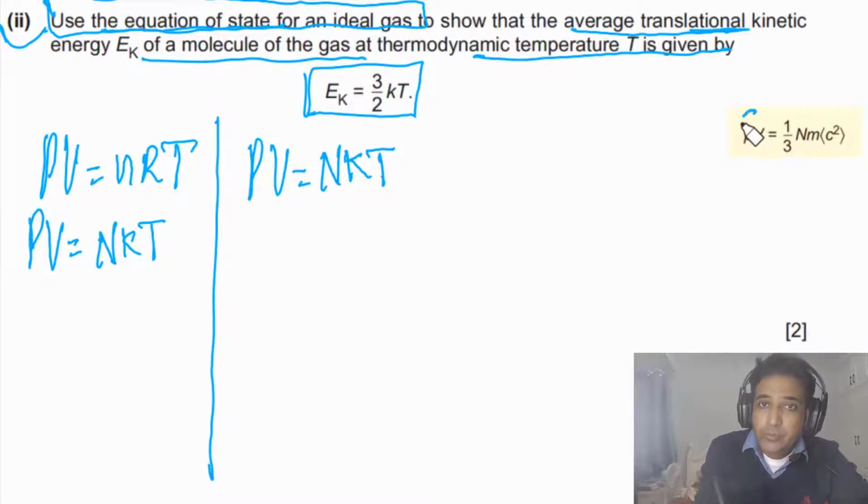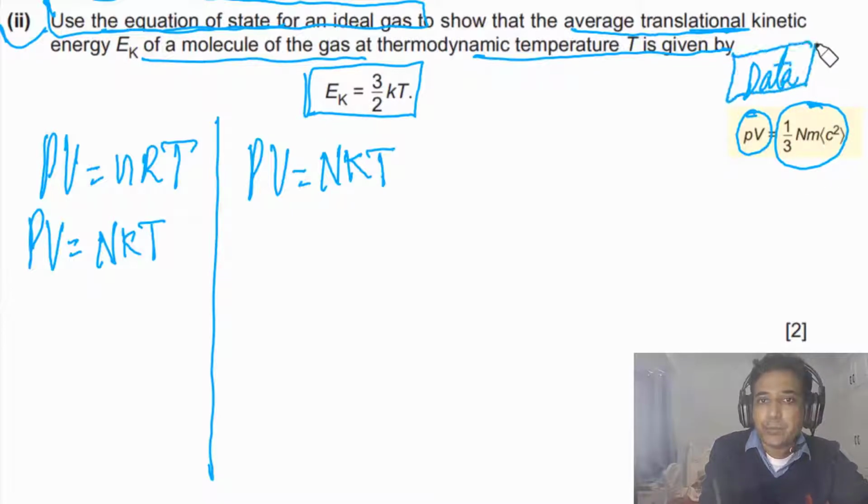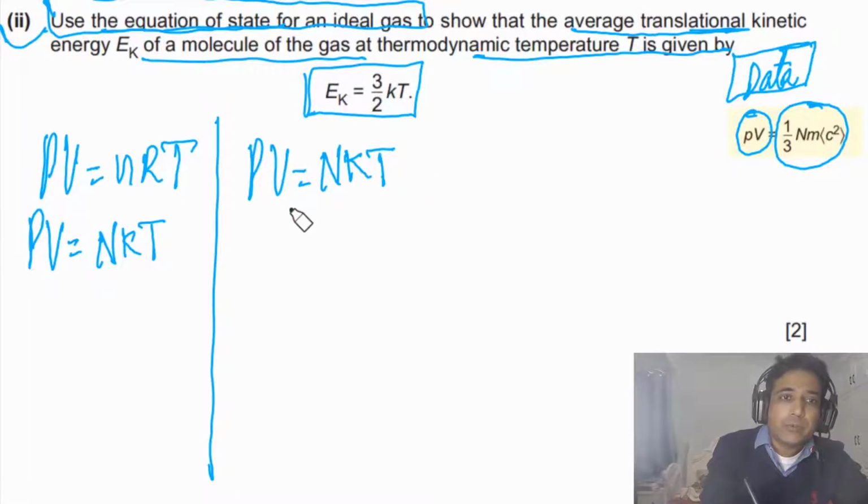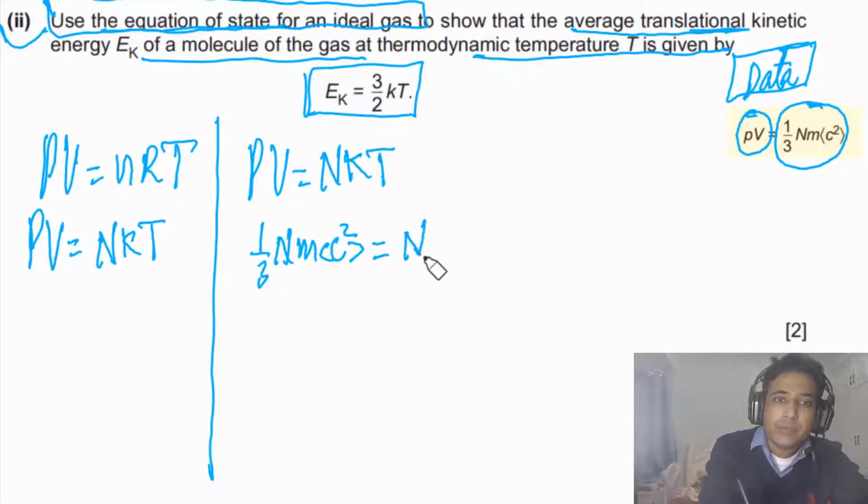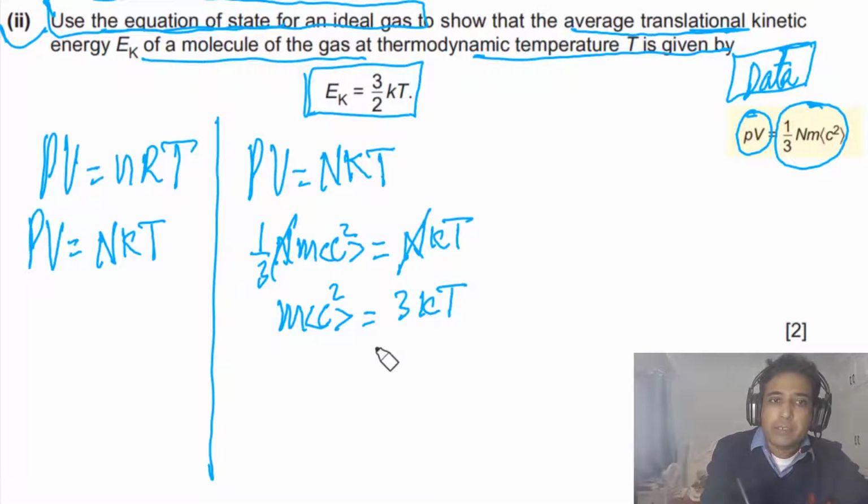At the beginning of the question, it is given to us that PV is equal to this, and you can also find this one in the data. So we can replace PV with 1 by 3 N times m times mean square speed. This is equal to N times k times T. N is common, so we can cancel. So here we have m times mean square speed, and this will be equal to 3 times kT.